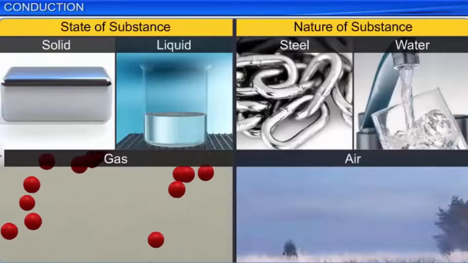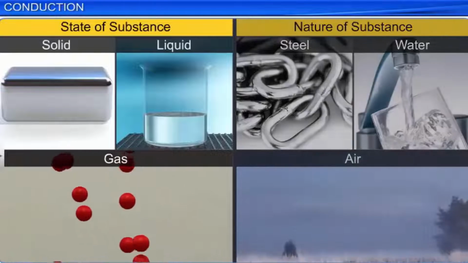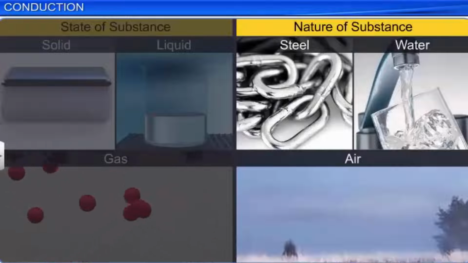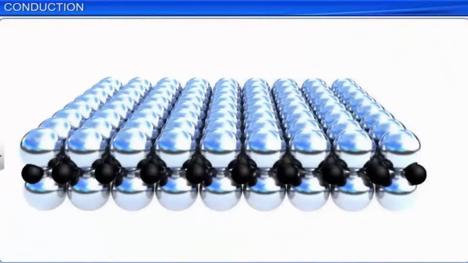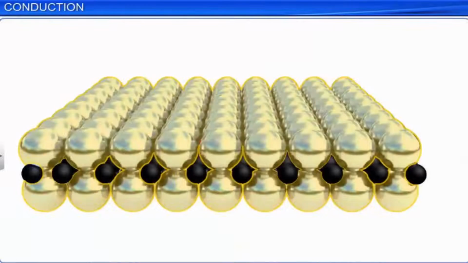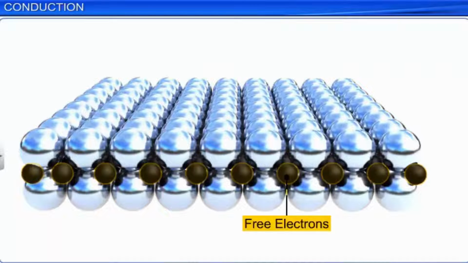Thermal conductivity of a substance, which is usually referred to as conductivity, depends on the state and nature of a substance. In solids, metals are very good conductors of heat. This is due to two reasons. One is that the molecules are very closely packed and thus help transfer vibrational energy quickly. The second reason is that metals contain a large number of free electrons, which also contribute to the quick transfer of heat energy.